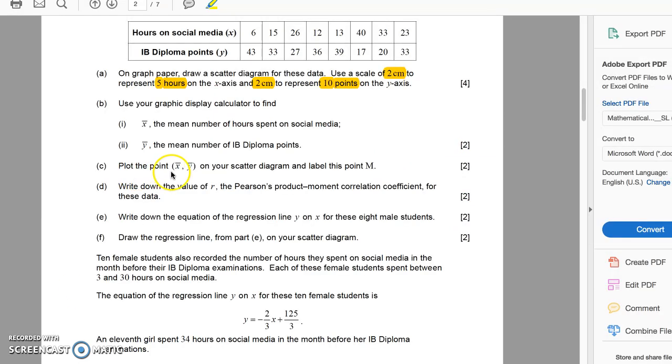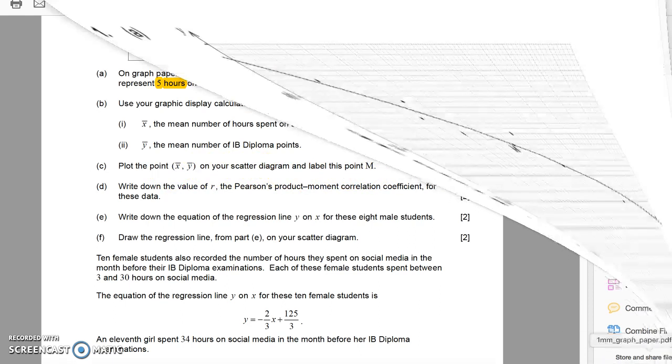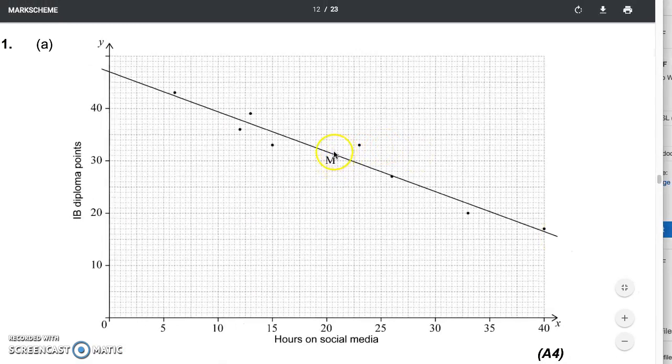Plot the point on your scatter diagram and label this point M. So you just need to put your 21, 31 in the right position. Here it is.